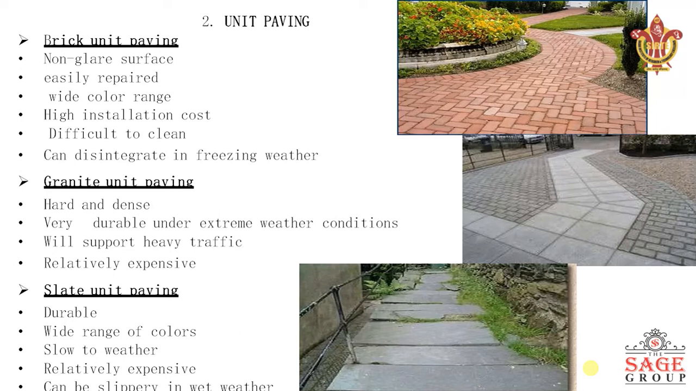The next one is granite unit paving. It is hard and dense, very durable under extreme weather conditions. It can support heavy traffic and it is relatively less expensive. Another type under unit paving is slate unit paving. Slate unit paving gives durability and a wide range of colors, and is slow to weather, but it is relatively expensive and can become a slippery surface in wet conditions.